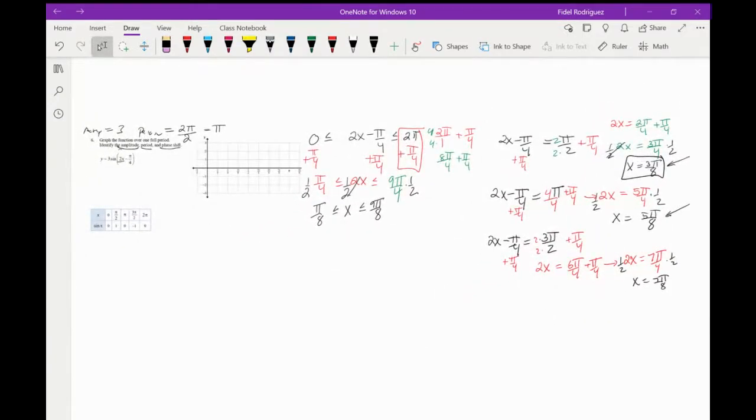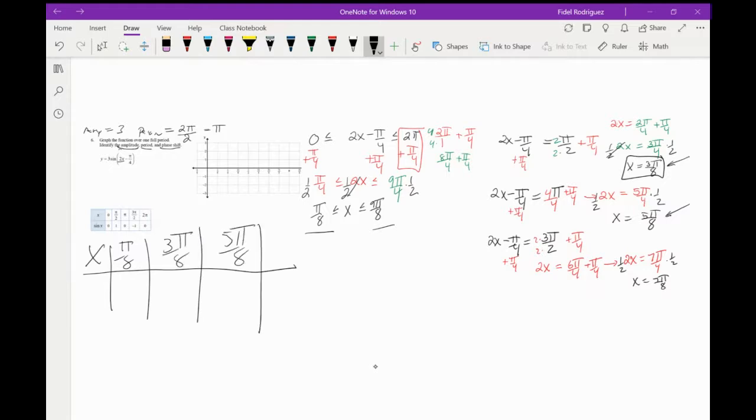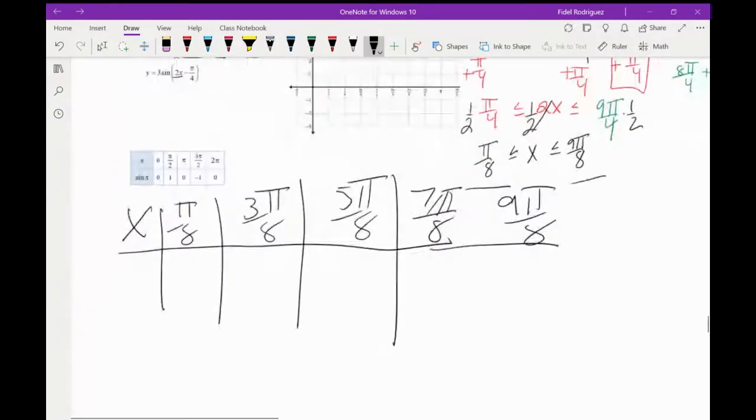All right, I'm going to start making a table, and I'll zoom back in a second, guys. Remember, here's the first, second, third, fourth, and the fifth. So I'm going to go like this: pi over 8, 3 pi over 8, 5 pi over 8, 7 pi over 8, 9 pi over 8, right? Okay, let's zoom in a little bit.